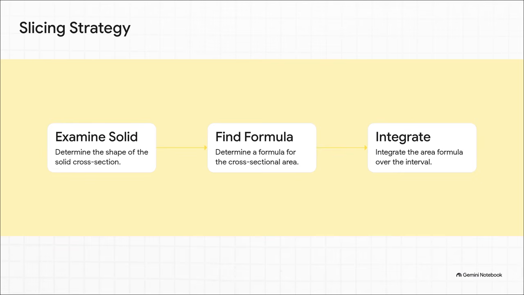Finally, step 3, integrate over your given interval from a to b. And to find those a and b boundaries, you're often going to need to set your equations equal to each other and just solve for the intersections.